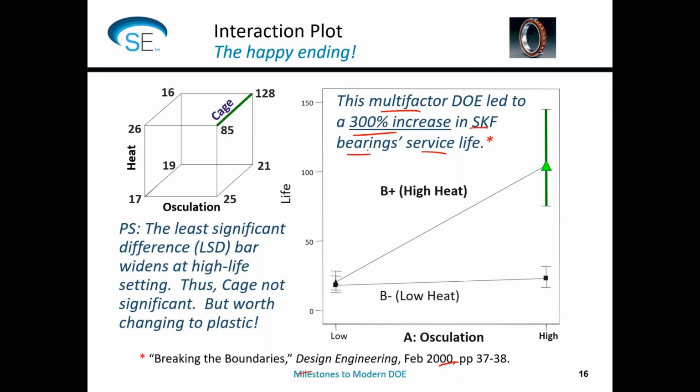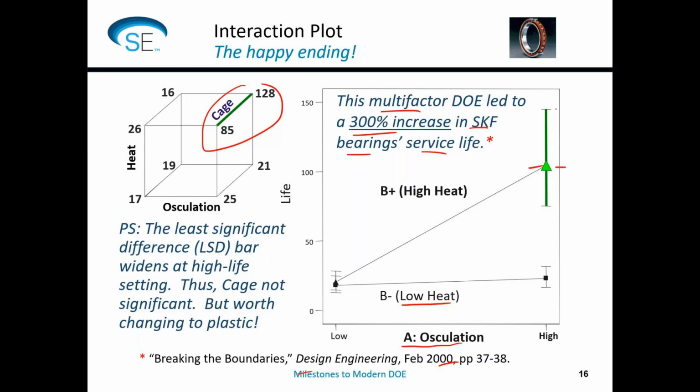And this increase at the upper right is depicted by this interaction graph, which shows the effect of one thing, which is oscillation, or the kiss of the bearing to the cage, being increased, which didn't really have an effect at low heat, as you can see by these LSD bars overlapping. But when you increase the heat and the oscillation, then you got this big increase.